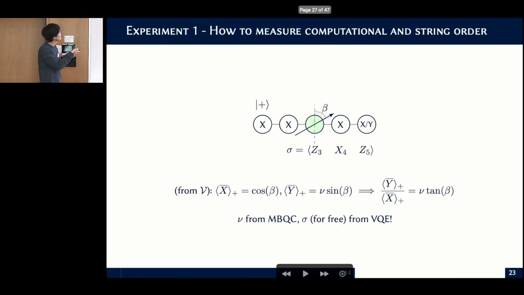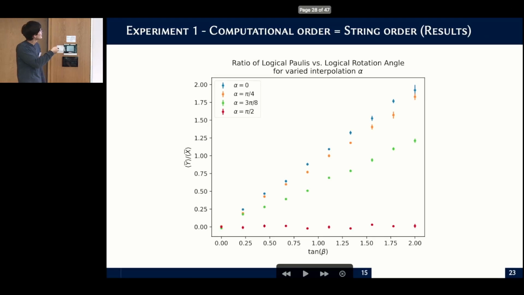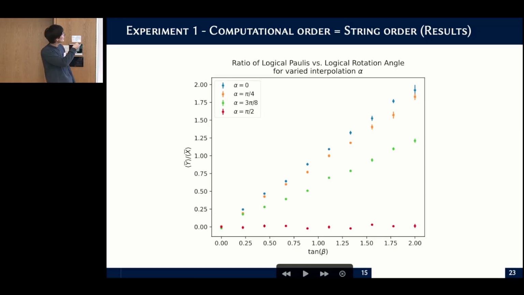It's also worth noting that we actually get this for free from doing this variational process, because this is exactly the stabilizer that we already measured there. So this is now the result of plotting that ratio against tan beta. If you believe what I say, then we expect these to look like lines where the slope is governed by this computational order parameter.